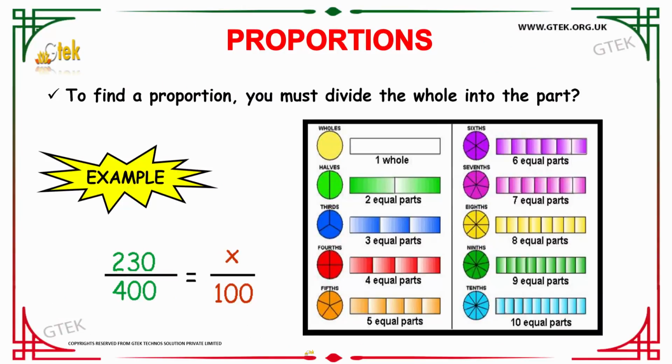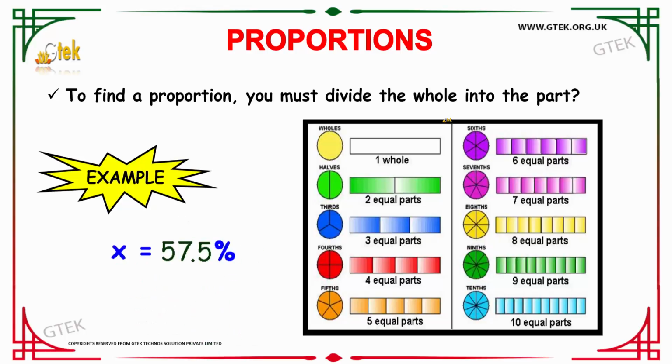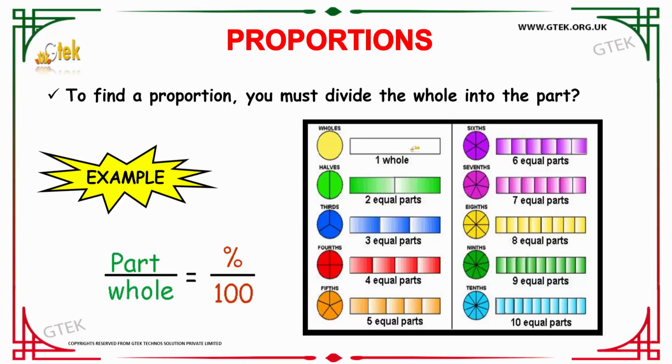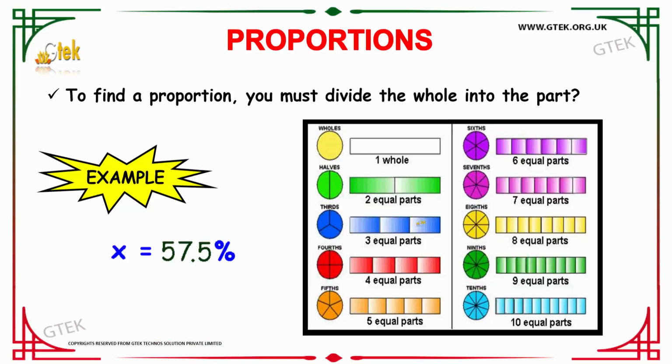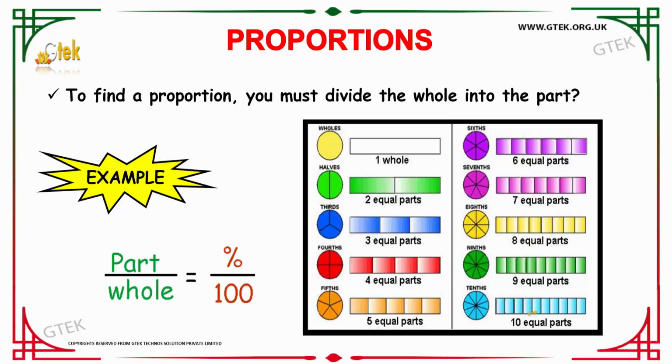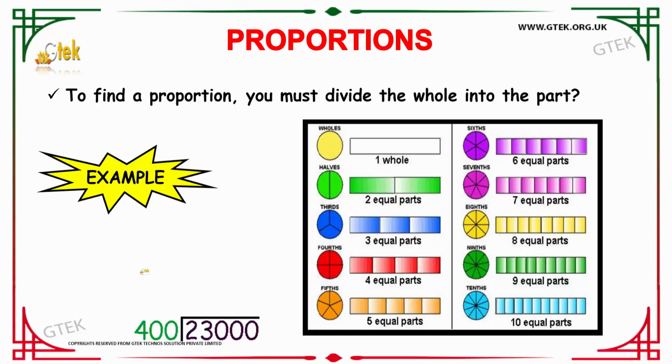Now we go to find a proportion where we have to divide the whole into parts. If you have a look at this, the whole is represented as one, and this is half, so we have divided it into 2. This was thirds, so we have divided it into 3 equal parts, and it goes on for 4, 5, 6, 7, 8, 9 and 10. So you can find here how the proportion is all about, which has been divided from the whole into its parts.